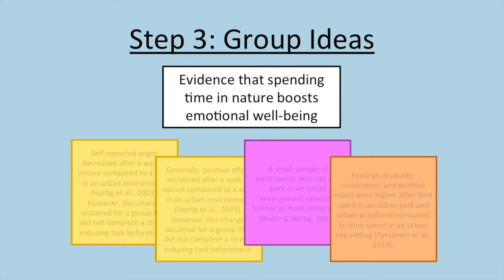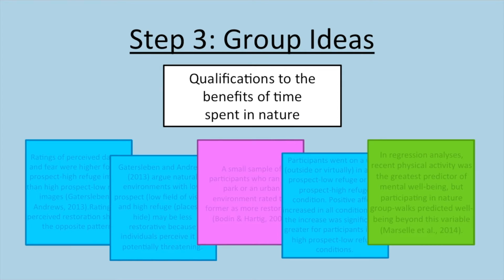This grouping has 4 ideas from 3 different articles. They are grouped by the theme, evidence that spending time in nature boosts emotional well-being. This group has 5 ideas from 3 different articles. They are grouped by the theme, qualifications to the benefits of time spent in nature.